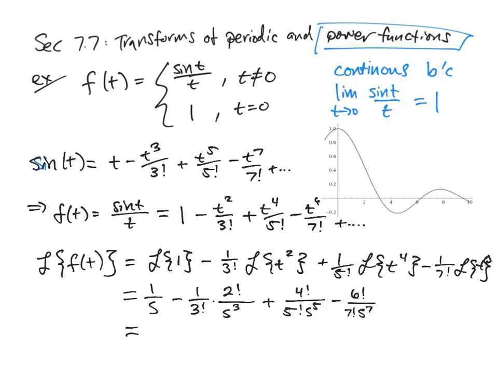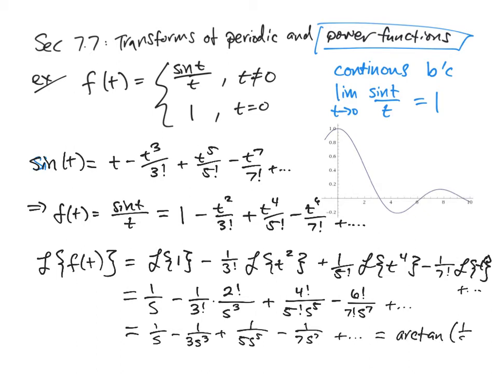And we can simplify this a little bit. Well, really a lot, actually. So we've got 1 over s. And then the 2 factorial over 3 factorial is just going to leave a 3 on the bottom, so minus 1 over 3s cubed, plus 1 over 5s to the 5th, minus 1 over 7s to the 7th, and so on. And as it happens, this is the series for arctan of 1 over s.